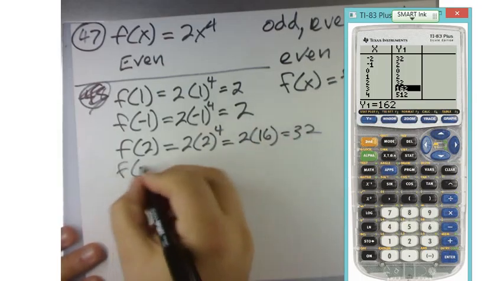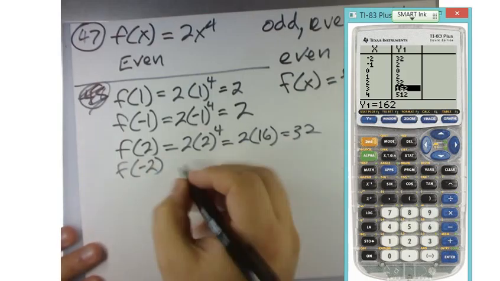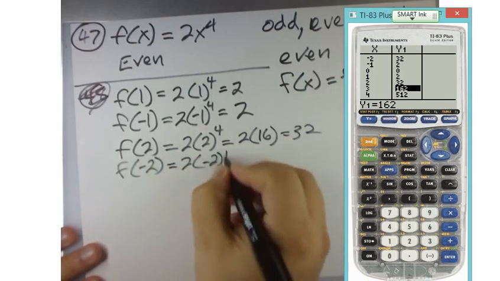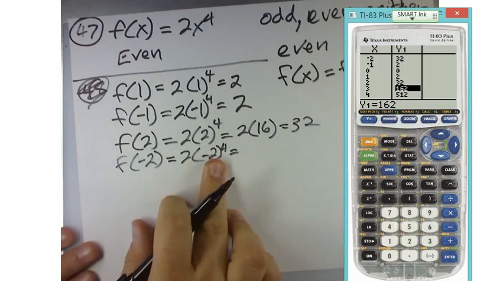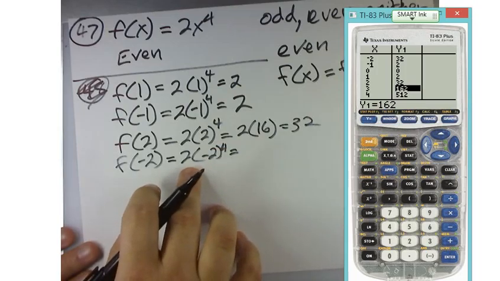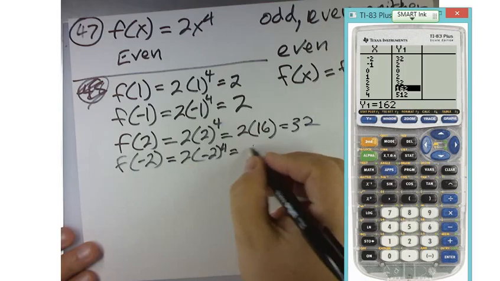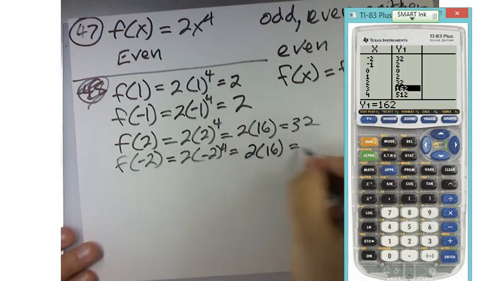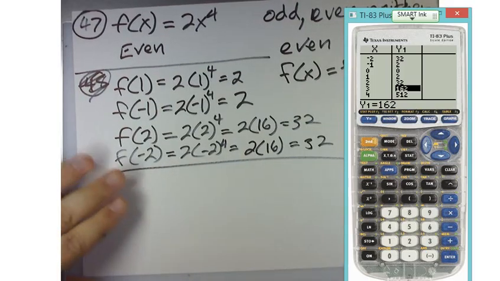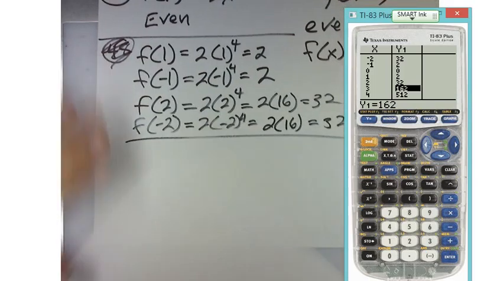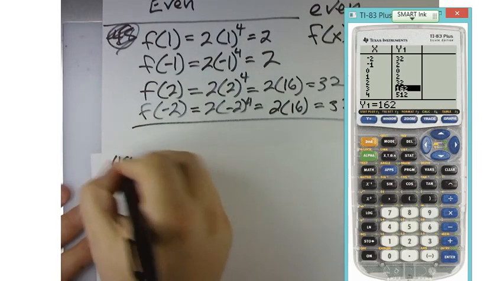Now, if I plug in -2, I still should get 32. So 2 times -2 to the fourth. Well, the negatives cancel, right? Because it's an even power. So I get a negative times a negative times a negative times a negative. So this is a positive 16. So that's how you solve it algebraically. You just pick an x value and then plug in the negative x value, and you should get the same answer. Now for 48, I'm just going to move into 48. We have a similar scenario. We do the same thing.